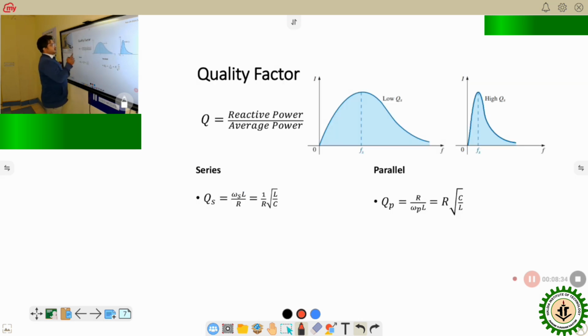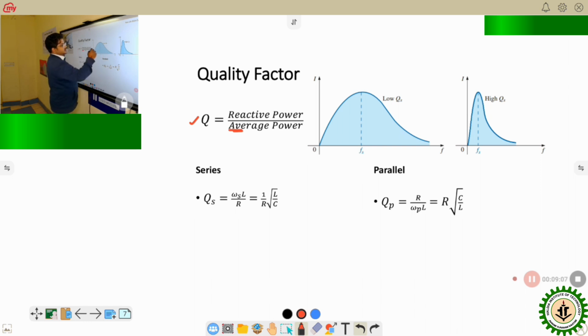Now there is a very important parameter which is called quality factor. Now quality factor, what is the formula? The formula is the ratio of reactive power to the average power. So it signifies how much reactive power is stored in the resonance circuit, in the capacitor and inductor, relative to the average power or the real power that is consumed by the resistance. So that is showing the quality factor.